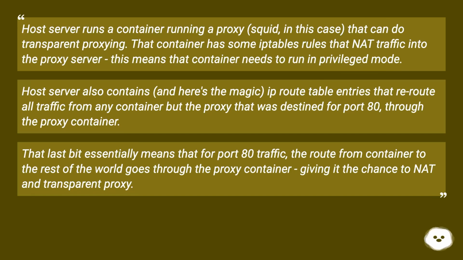The host server also contains, and here's the magic, IP route table entries that reroute all traffic from any container but the proxy that was destined for port 80 through the proxy container. That last bit essentially means that for port 80 traffic, the route from container to the rest of the world goes through the proxy container, giving it the chance to NAT and transparent proxy. This URL.